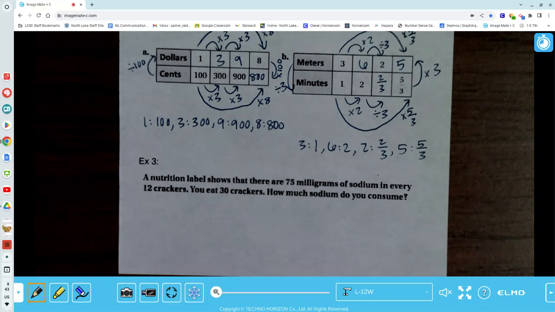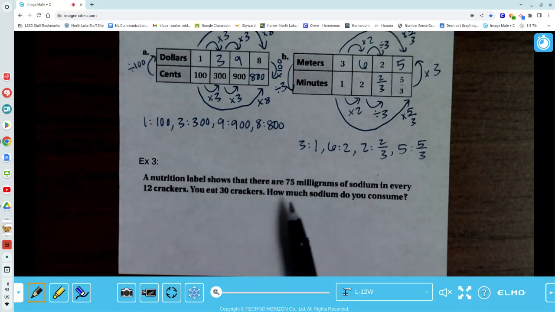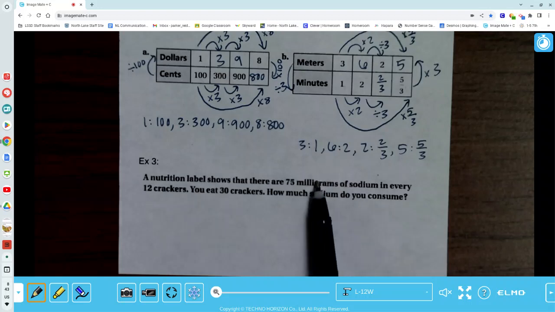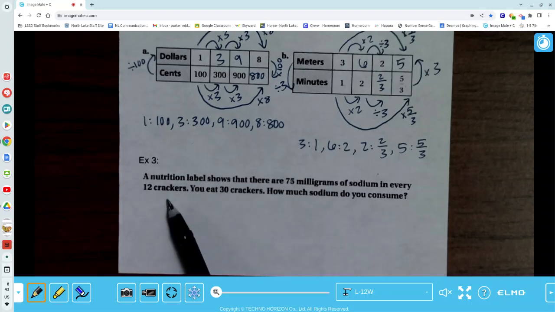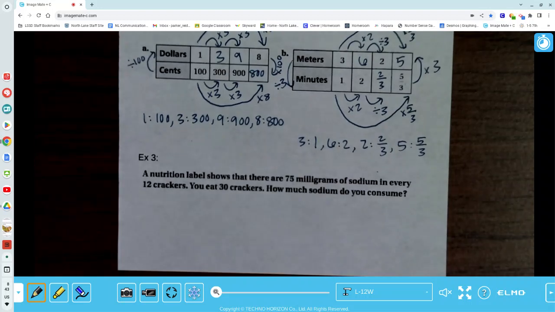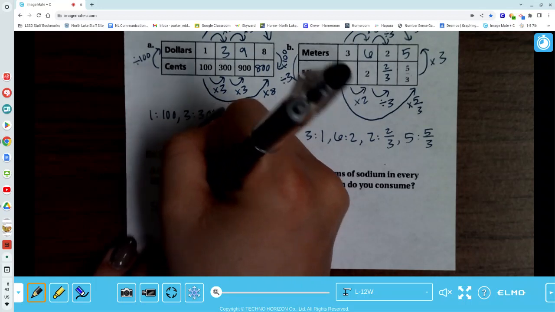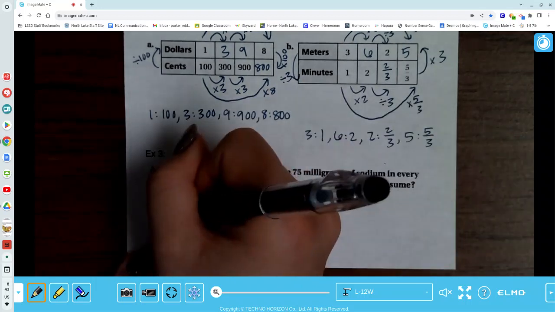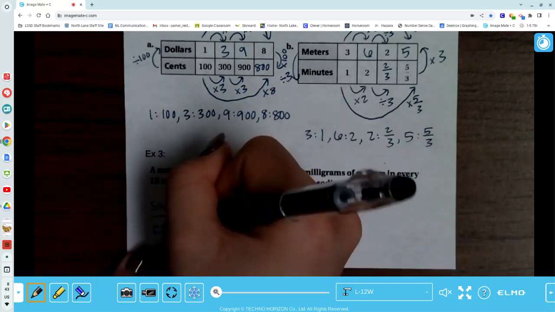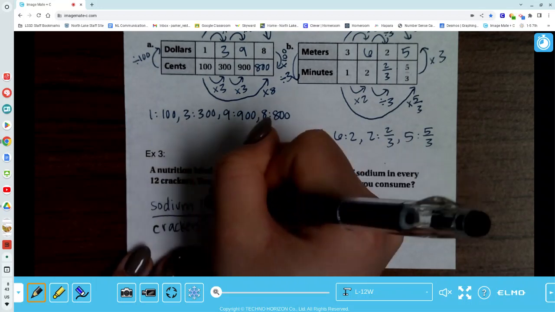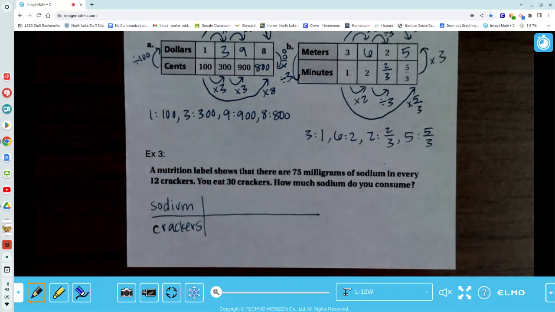So what they're trying to get us to do here is to create an equivalent ratio, a ratio that is equivalent to 75 milligrams of sodium to 12 crackers, but they want the number of crackers to be 30. So I'm going to set up a ratio table that shows this. So I'm going to put sodium on the top, and I'm going to put crackers on the bottom. It doesn't really matter which one is on the bottom and top. I'm just doing it that way because that's the order I was given it in, but if you did it the other way around, it's fine.